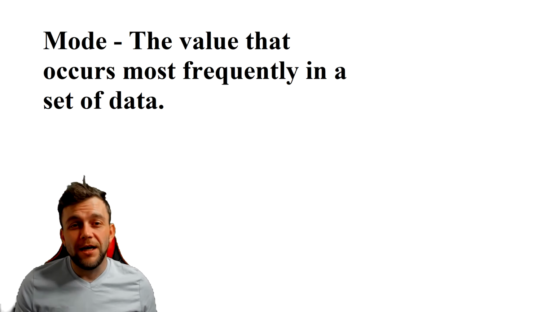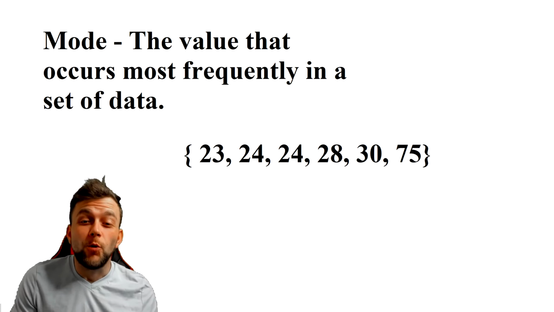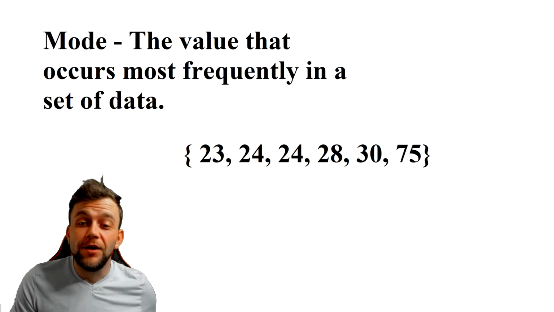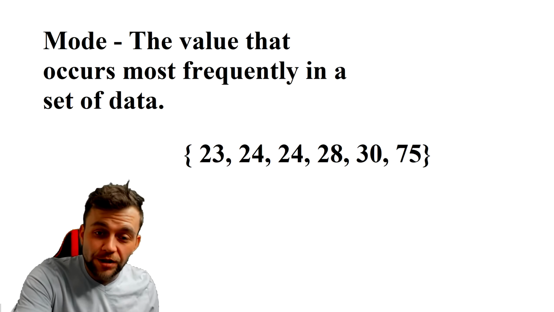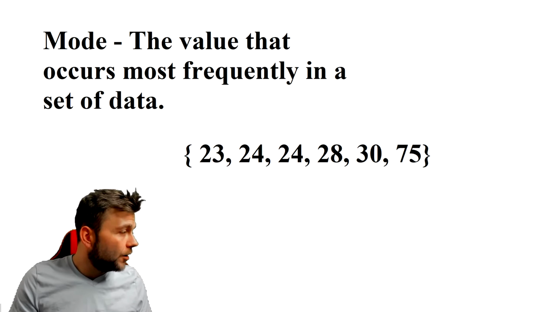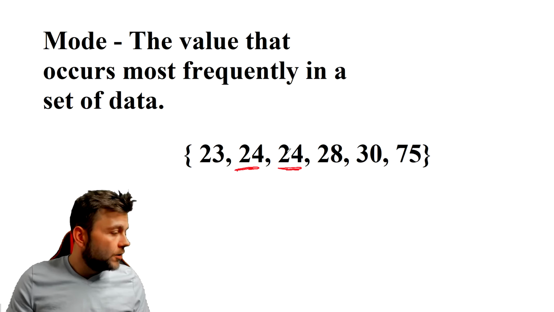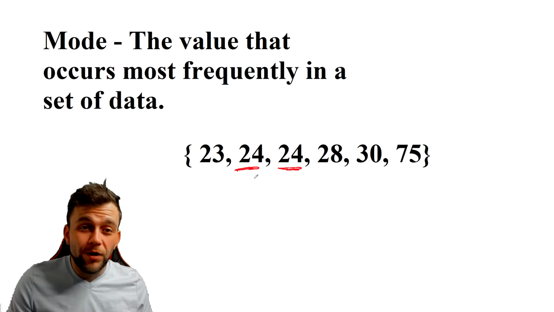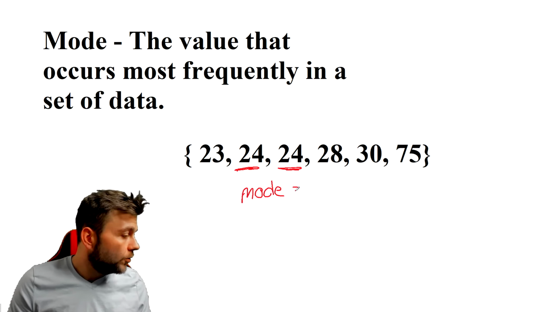So let's get a data set up on the wall up here. So now we have a data set, and it's 23, 24, 24, 28, 30, and 75. But which one is the mode? Well, as we can see, the number 24 appears 2 times. So right here and right here. So to label it, our mode is 24. So mode equals 24.